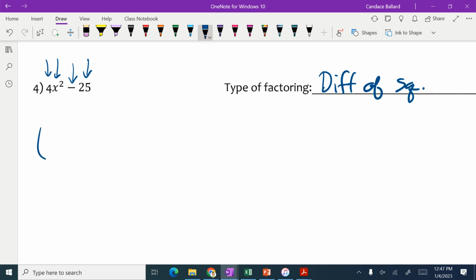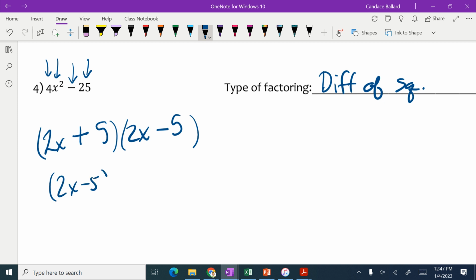Okay, so that means a binomial times a binomial. What is the square root of 4x squared? What'd you get? Good. What's the square root of 25? 5. Make one a plus, one a minus. Yeah, it doesn't matter if I put the plus first or the minus first. I can write it like this: 2x minus 5 times 2x plus 5. It does not matter. That's the same answer. Okay, I have to give you credit for that. Okay?